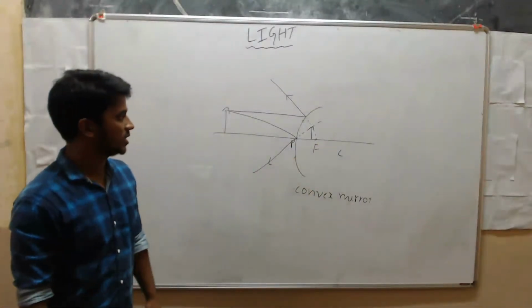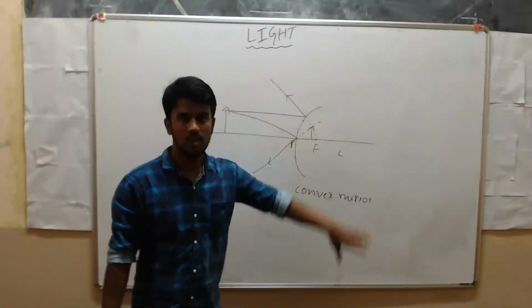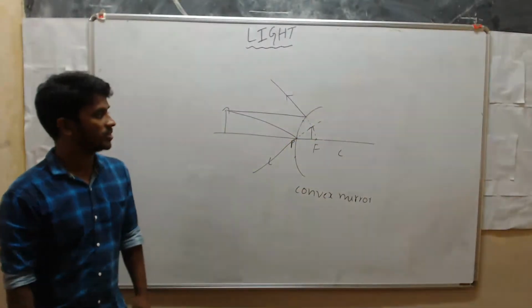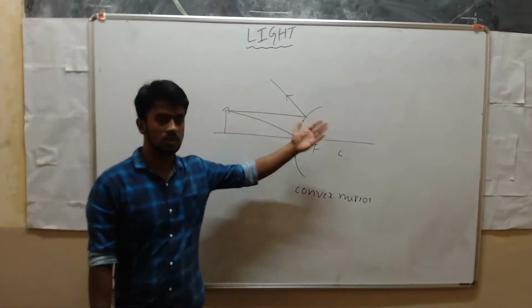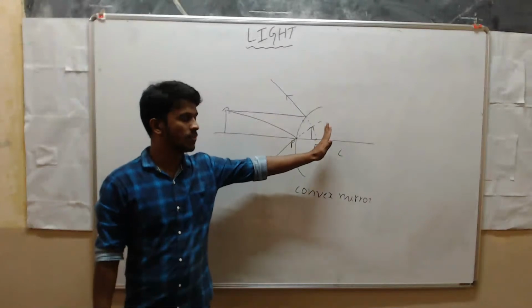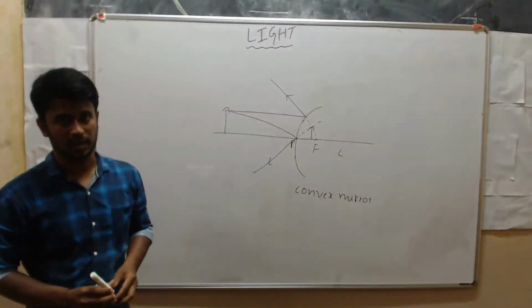Then what about the size of the image? Just compare this one and this one. Now this is small, right? So that's why the size of the image is diminished. And what about nature? See, now this is a virtual image, right? So that's why the nature of the image is virtual and erect.